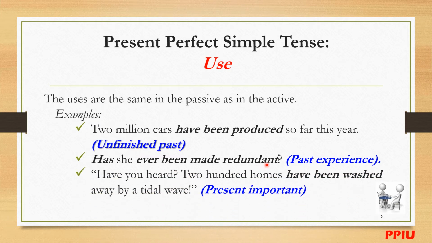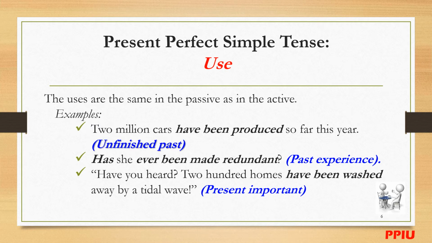Okay, 200 homes have been washed away by a tidal wave. Okay, present importance. We can say this is just the news, which is present in the present perfect. And children at home have been washed away by the tidal wave. It's a disaster, right? Tidal wave, like a big wave or something. So the present importance.